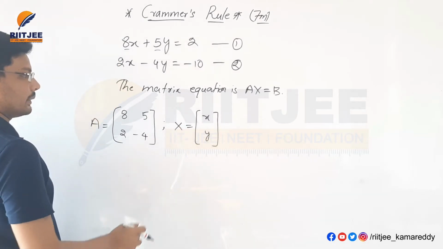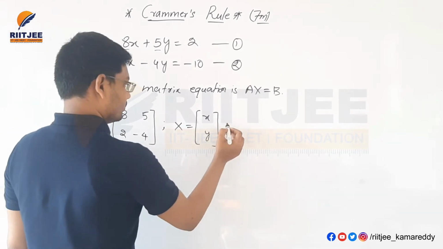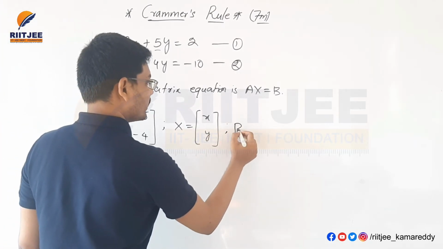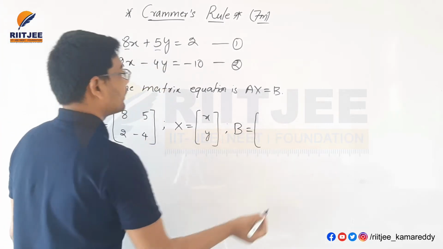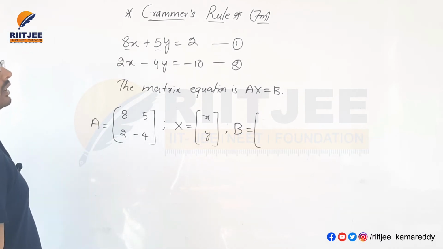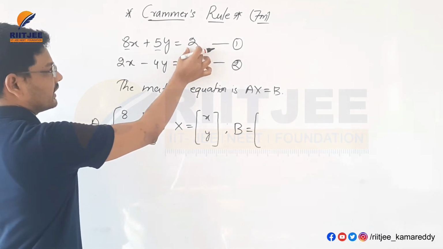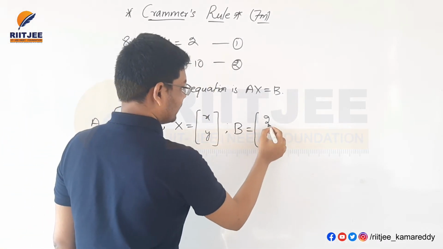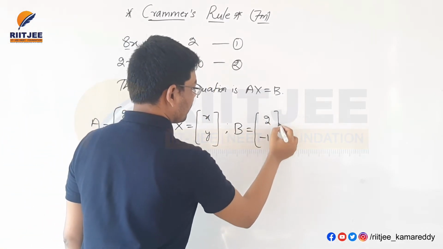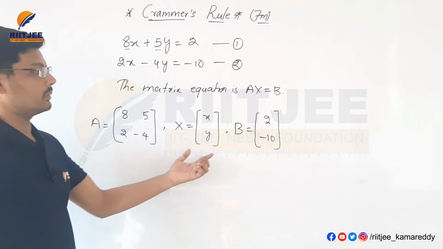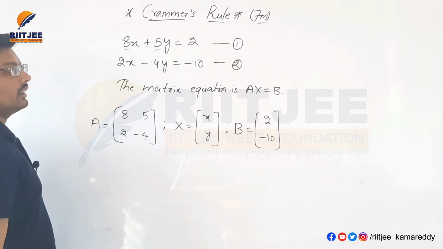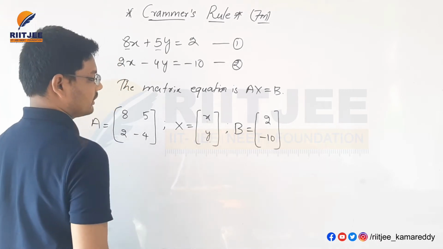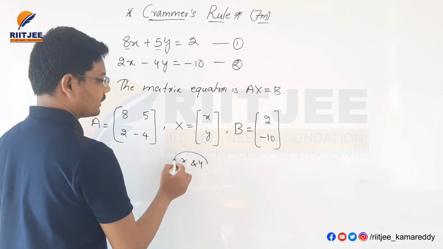Here capital X is nothing but the variable matrix, and B is the matrix of constants. Here two constants are there, from the linear equations: 2 and minus 10. 2 and minus 10 are the constants. So AX is equal to B. Ultimately we need to find the variables, the x and y values.